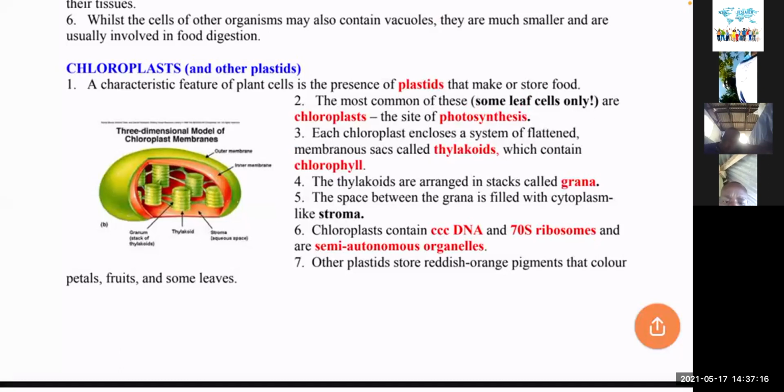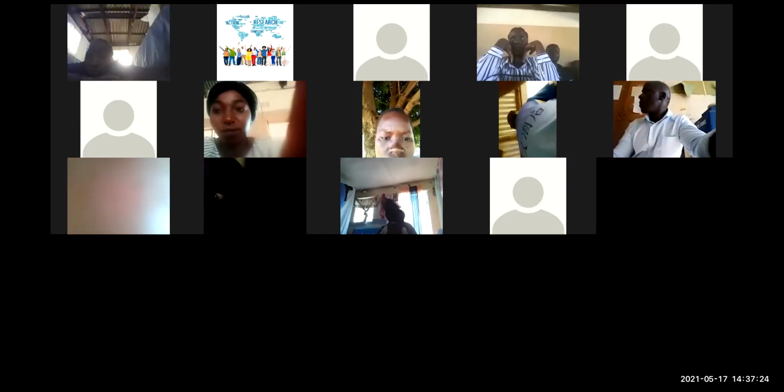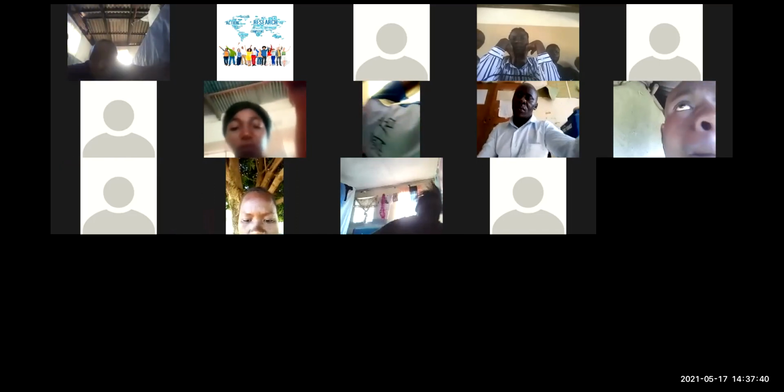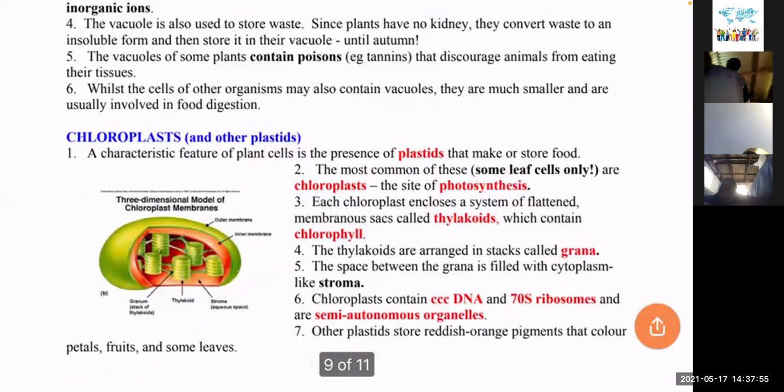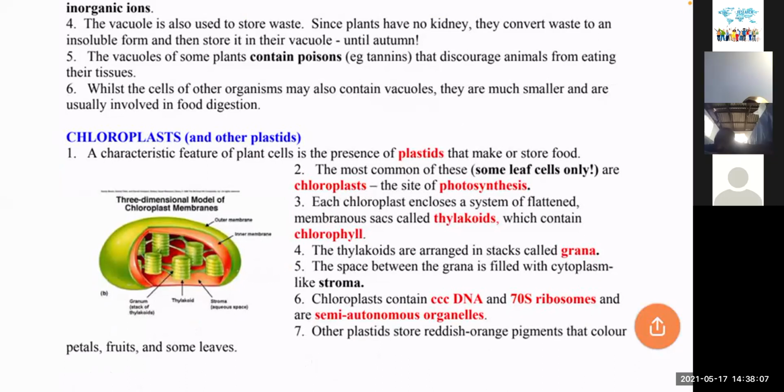I'm back. Sorry about that. I was cut out. I didn't even realize as I was explaining the granum. Please confirm, are you able to see the screen? Yes. So you got the explanation, or I was already cut out at the time I was explaining stroma? I got the explanation of stroma. Okay. Now granum.